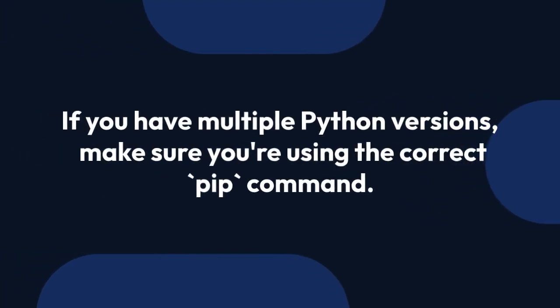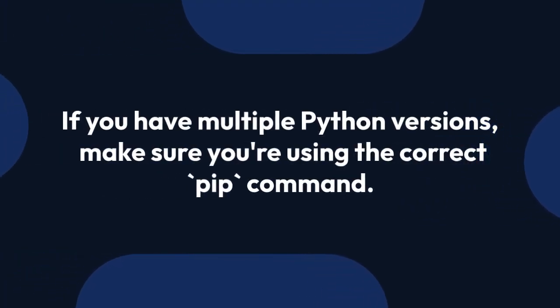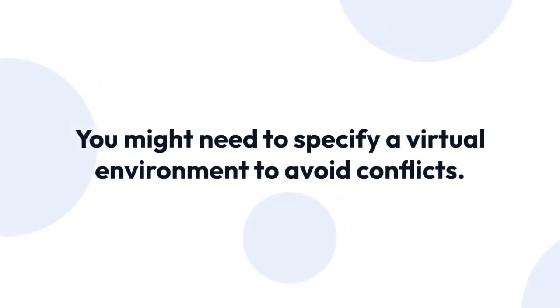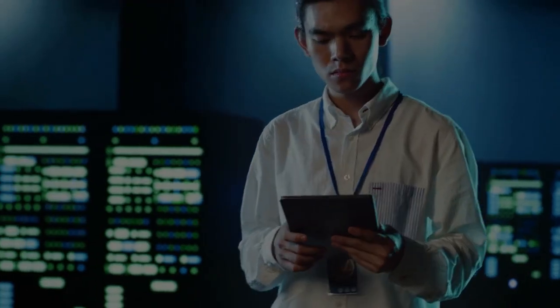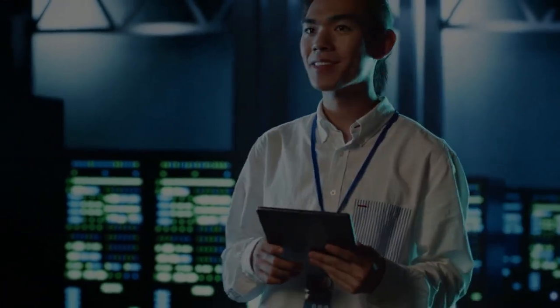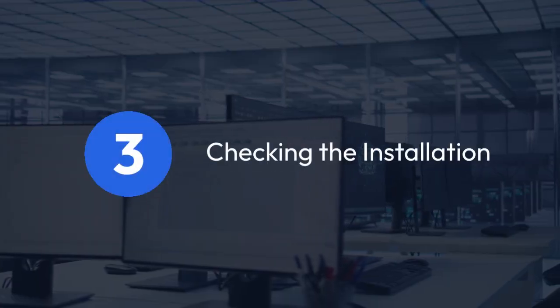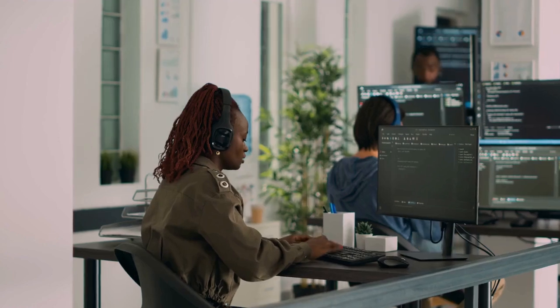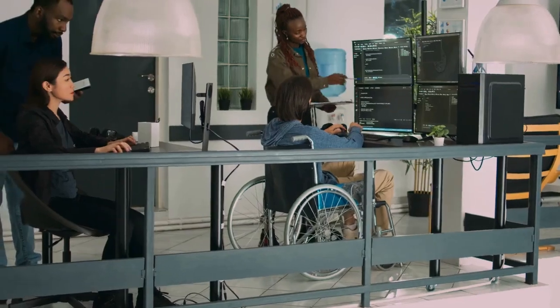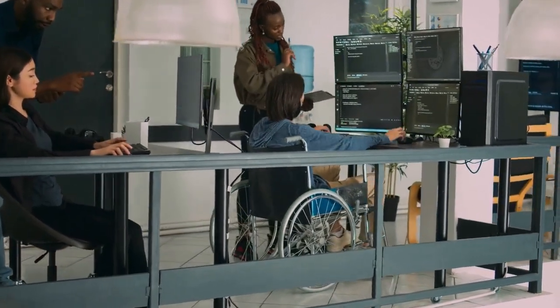If you have multiple Python versions, make sure you're using the correct pip command. You might need to specify a virtual environment to avoid conflicts. The command might look something like python3 -m pip install mysqlclient, depending on your setup. 3. Checking the installation. After the installation completes, try running your Python script again. If the error persists, there could be additional issues.